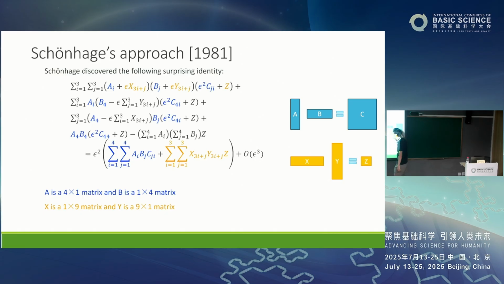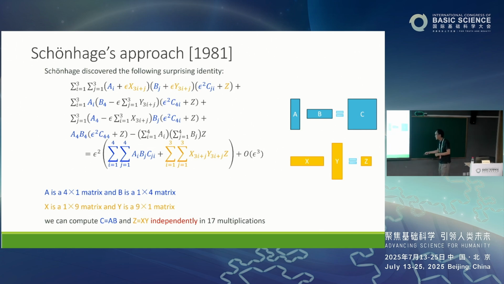So the result is a 4 times 4 matrix. And here, X is a 1 times 9 matrix, Y is a 9 times 1 matrix, and Z is 1 times 1. It's just one element. We can compute A times B and X times Y independently. So in the result, you can see that ABC and XYZ are not related to each other, right? So we can compute them independently in 17 multiplications.